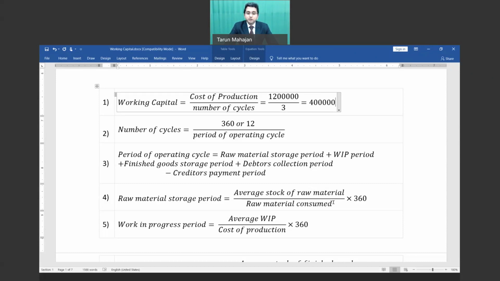But to use this formula, you need number of cycles. How do we calculate number of cycles? It is 360 divided by period of operating cycle. Or if it is in months, it can be 12 divided by period of operating cycle. So your one operating cycle is say 4 months. It takes 4 months to complete one cycle, say for example. So that's why in 1 year you will be able to complete 3 cycles.